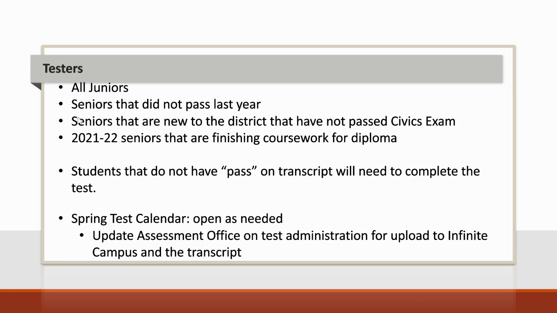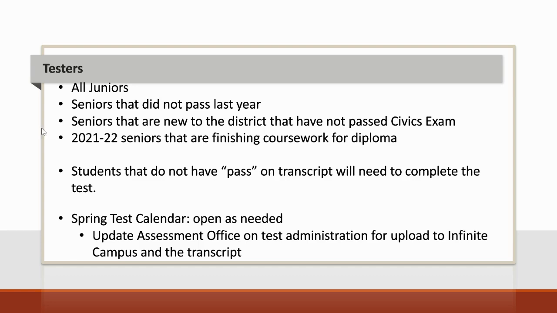Any senior that did not pass last year is someone that you also want to administer the test to. For seniors new to our district that maybe have not passed the civics exam, a good way to monitor that is, if a student has told you they have passed the civics exam, we'll just need a transcript from the actual district or school they came from. There is a flow chart on our website that shows you exactly the procedure that needs to happen for that to get posted to the transcript.